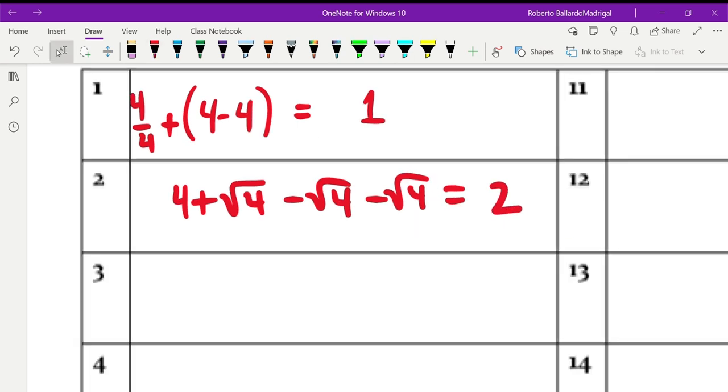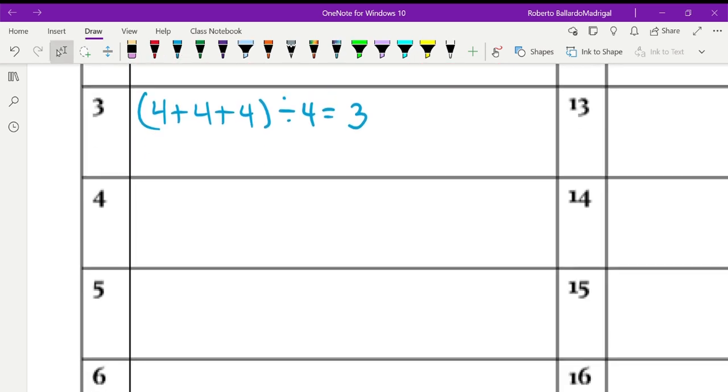All right, table 3, how do we get 3? Four plus 4 plus 4 divided by 4. 4 plus 4 plus 4 is 12. 12 divided by 4 is 3. Very good. Table 4, Sammy's table, how'd you get 4?